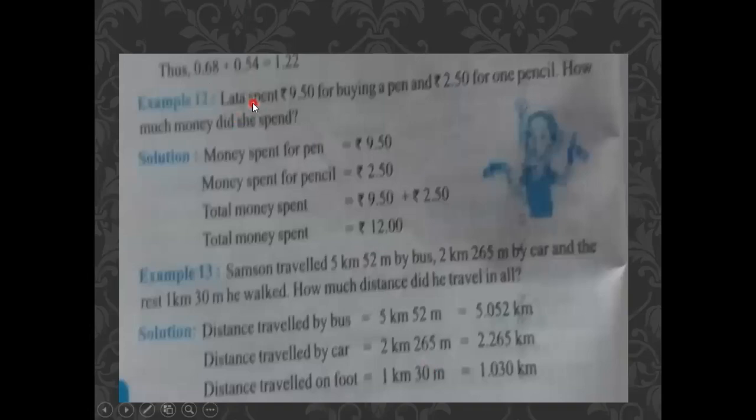Next here, example: Lata spent 9 rupees 50 paisa for buying a pen and 2 rupees 50 paisa for one pencil. How much money did she spend? So here she purchased one pen and one pencil. So how much she has spent for buying the pen and pencil you have to find. Money spent for pen 9 rupees 50 paisa, money spent for pencil 2 rupees 50 paisa. Total money how much she has spent. So you have to add both, 9 rupees 50 paisa plus 2 rupees 50 paisa. If you add you will get 12 rupees.